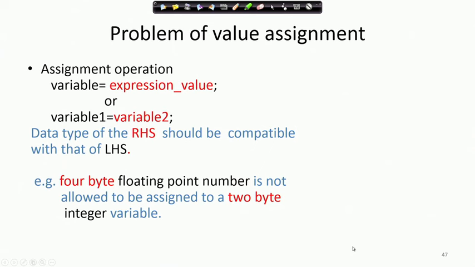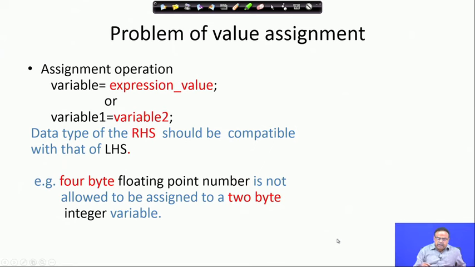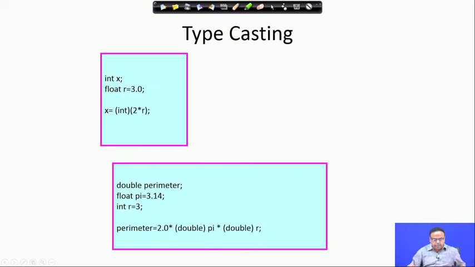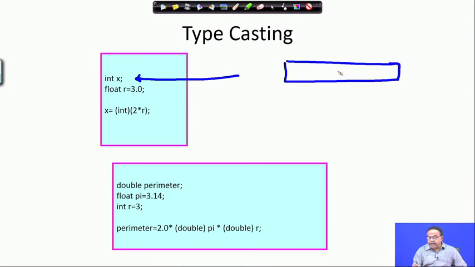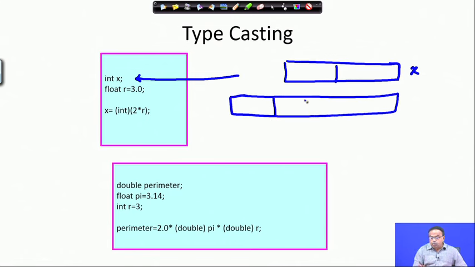For example, as I said, the 4-byte floating point number is not allowed to be assigned to a 2-byte integer variable. So, sometimes what we do, this is a new concept called typecasting. Look at this example. Here we have defined x to be integer. So, x has got 2 bytes. Suppose I show 2 bytes for x, and r is a floating point number which has been represented through 4 bytes. Now, sometimes what we do, we typecast this thing.